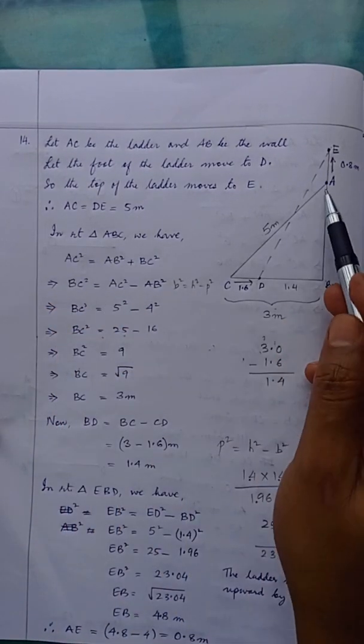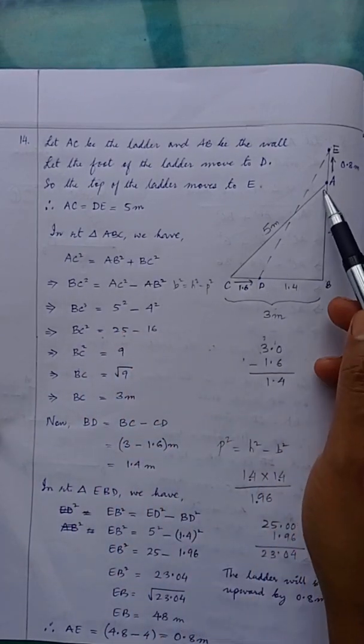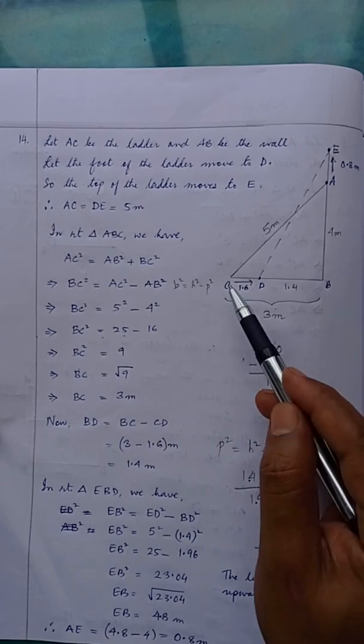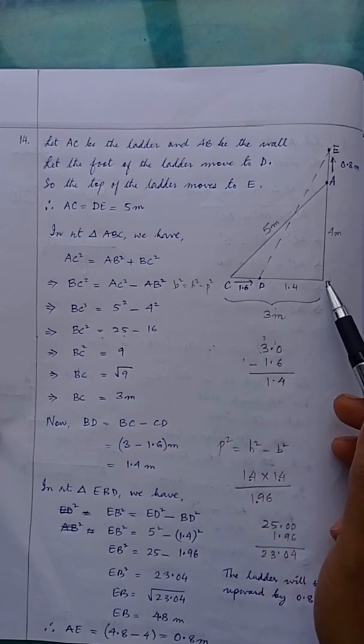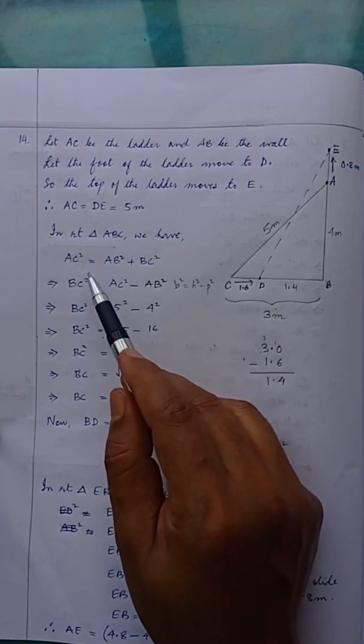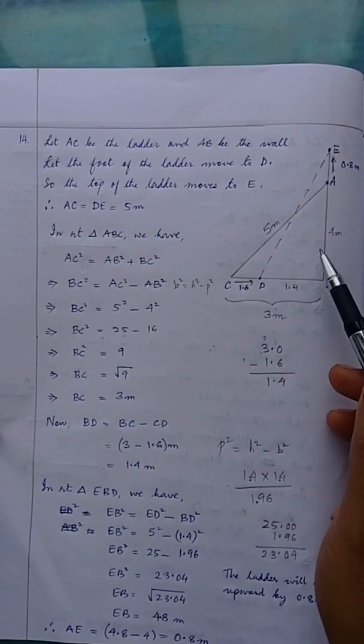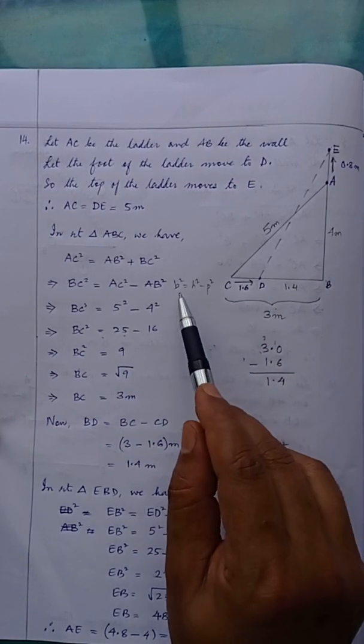Now I'll be taking this triangle first. In right triangle ABC we have AC square equals AB square plus BC square. But as we have already said before, finding BC using this formula is not that handy. So BC square will be equal to AC square minus AB square, hypotenuse square minus the other side square.